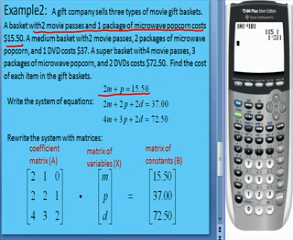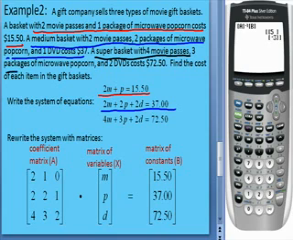That's this equation here. The second sentence, a medium basket with 2 movie passes, 2 packages of microwave popcorn, and 1 DVD costs $37. That's this equation. And then my third equation comes from my third statement that says the super basket has 4 movie passes, 3 packages of microwave popcorn, and 2 DVDs, which cost $72.50, and that is my third equation.